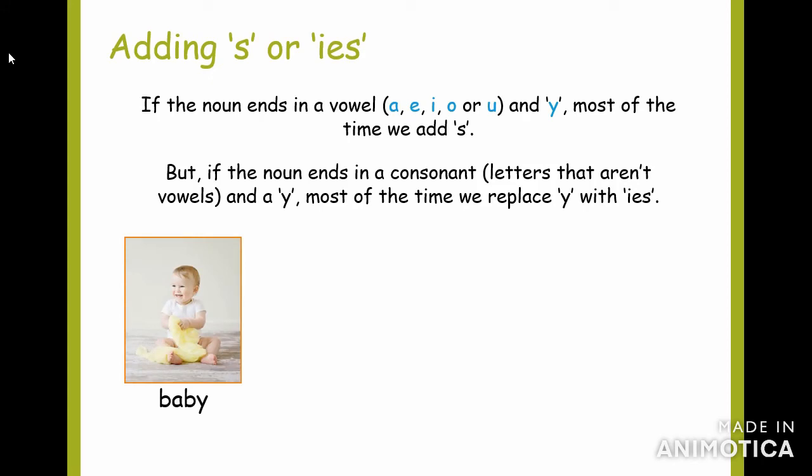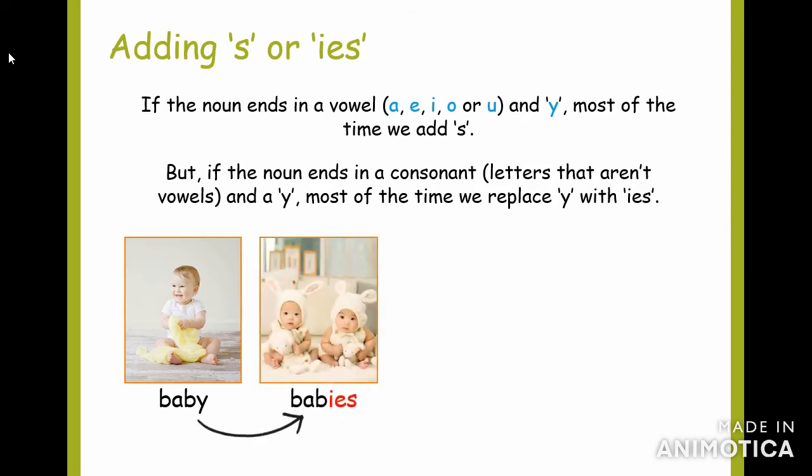So, for example, in the word baby, we would change it to babies, and we'd add IES, because if we have a look at the word baby, before the Y, we have a consonant. We have the letter B and then a Y at the end. So that fits into our spelling rule of adding IES.